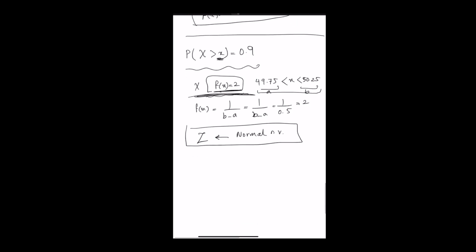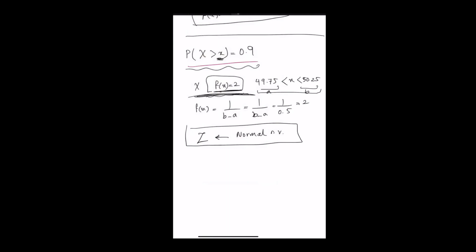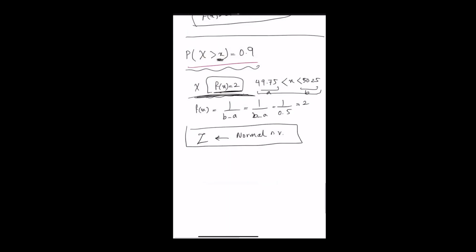So now, for this random variable, I want to calculate the probability of x greater than some value. So I want to find this x value. So the probability of X greater than x equals 0.9. That's the integral going from x to the upper bound, and this is the upper bound, 50.25.